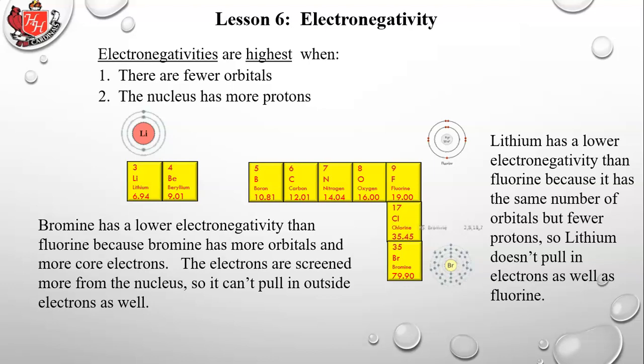Lithium has only 3 protons and 2 orbitals, so fluorine is better at reaching out with those 9 protons to grab outside electrons. Bromine has trouble grabbing outside electrons. In fact, it really doesn't do it at all because it has to reach past 35 electrons of its own to get an outside electron and pull it in, and it just doesn't do that very well. So fluorine has the highest electronegativity on the periodic table of any element at 4.0 on the Pauling scale.